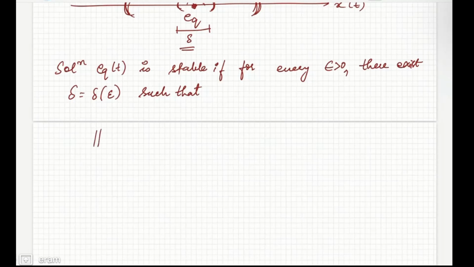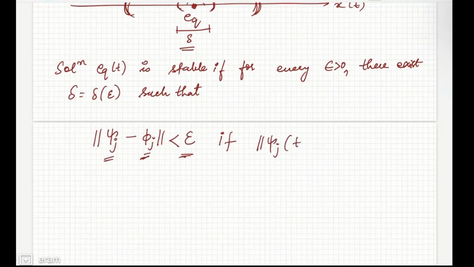every trajectory, or let's say every solution denoted as phi, about this solution or equilibrium point is within the epsilon neighborhood if I start, t naught denotes, if I start nearby this equilibrium point, in the delta neighborhood of this equilibrium point.